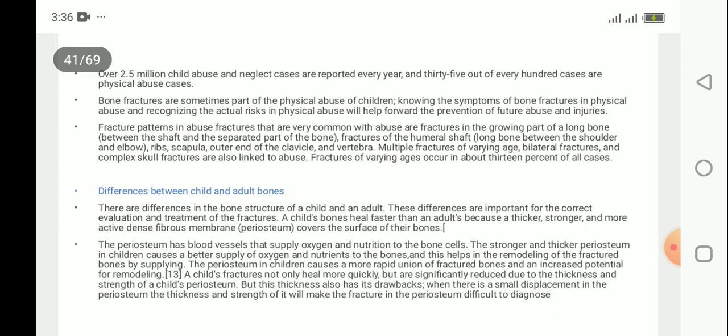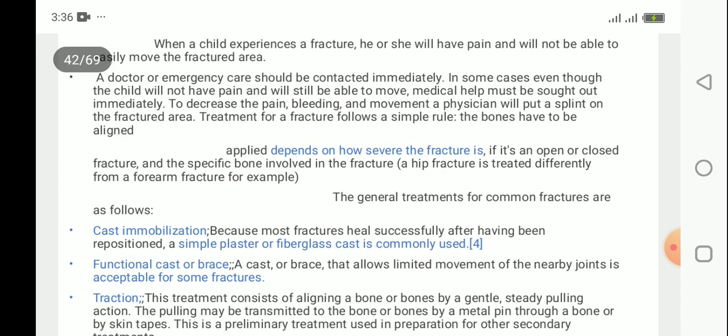Difference between child and adult bones. There are various differences because the bones are very delicate in children. The general treatments for common fractures are cast immobilization, functional cast or brace, and traction.